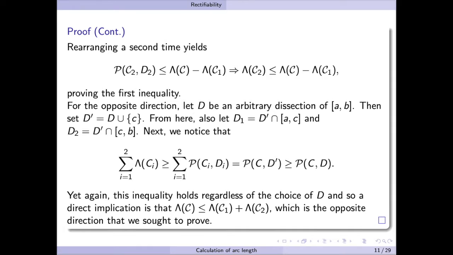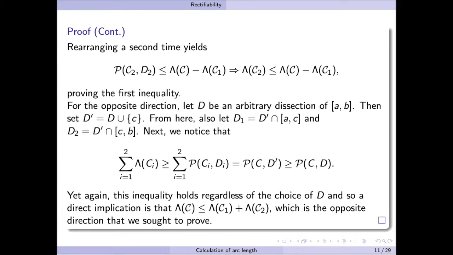And this in turn implies that lambda of C2, which is the supremum of the set P of C2 D2, is less than or equal to lambda of C minus lambda of C1. This proves the first inequality, because we have that lambda of C is greater than or equal to the sum of lambda of C1 and lambda of C2. For the opposite direction, we now choose D to be an arbitrary dissection of AB.